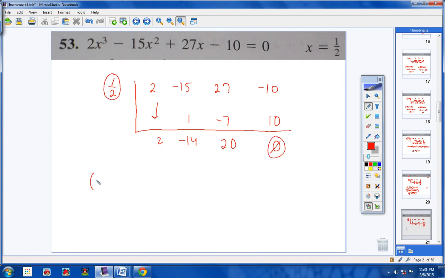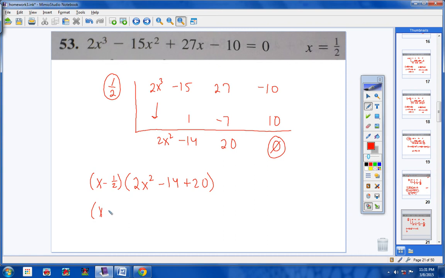So now your factorization so far is x minus 1/2. Opposite sign, and you're left over with, well, your 2 right here was an x cubed. So this here would be an x squared. So 2x squared minus 14 plus 20. Now, students, do you see how you can factor out a 2 out of this? So let's factor out a 2 to make the number smaller.